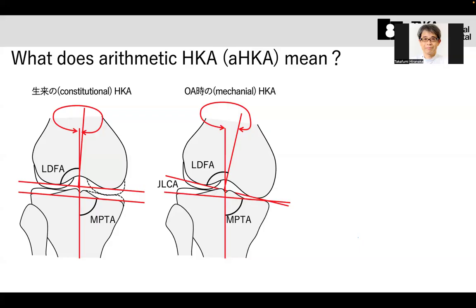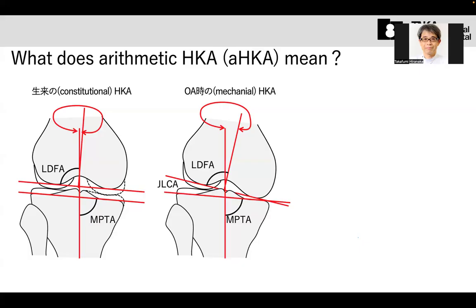So if we calculate MPTA minus LDFA, it is almost the same as the patient's constitutional HKA. In other words, if we calculate MPTA minus LDFA, we can know the patient's native leg alignment, the global leg alignment. Okay?